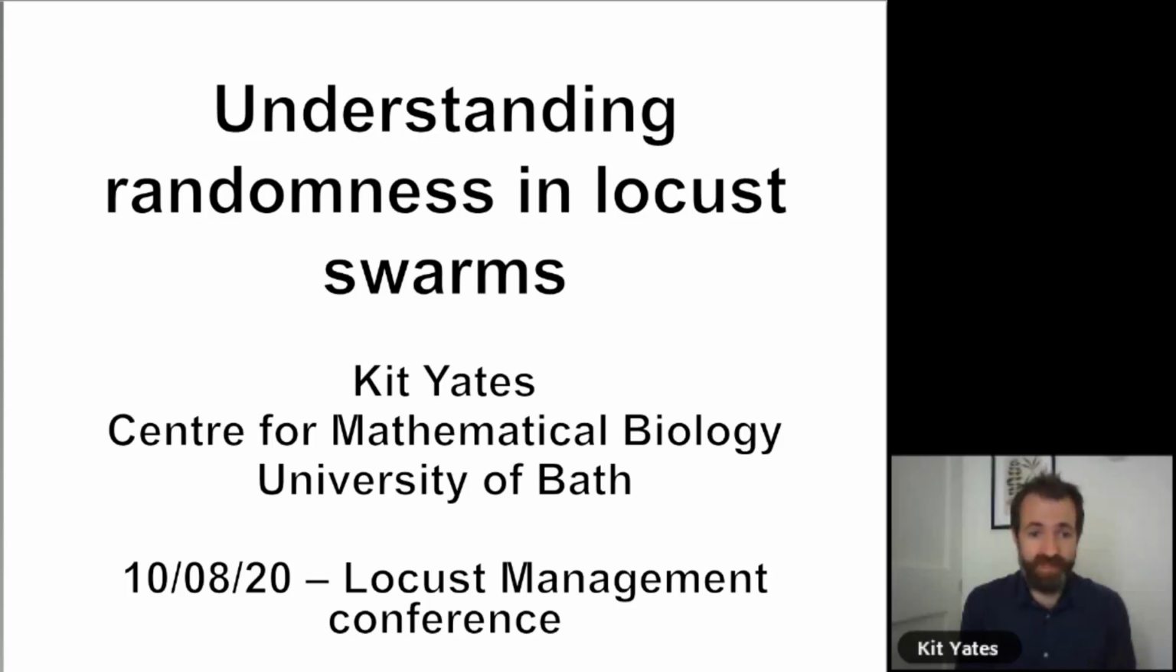I'm a mathematician. I'm a mathematical biologist at the University of Bath. So I'm going to be talking a little bit about some of the mathematical modelling that we've done in trying to understand how randomness can impact on locust swarms. We try and keep the maths to a relative minimum if I can, but there's a couple of slides where you can just glaze over if you want and forget about the maths.